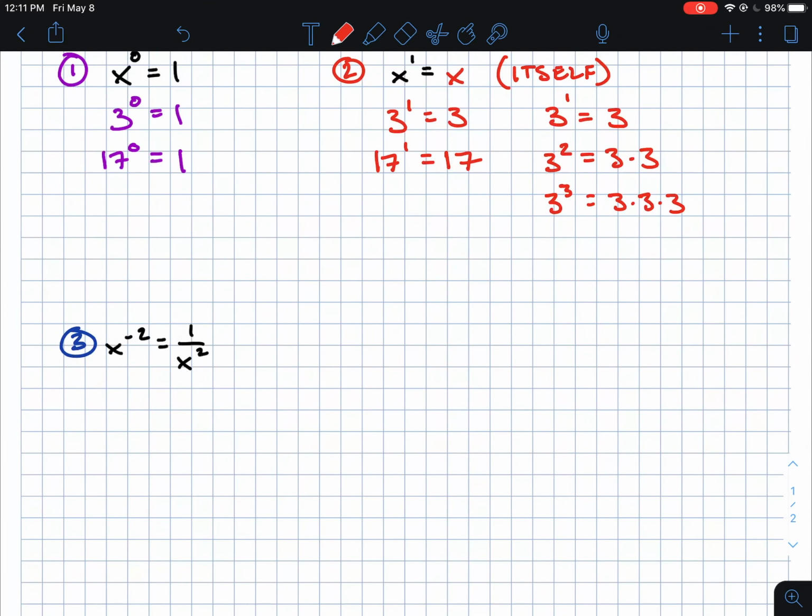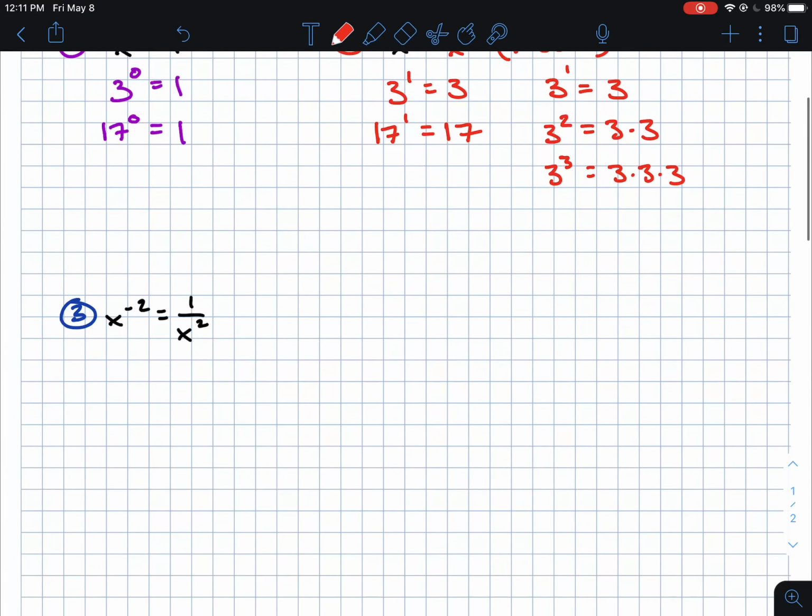Our last example is with a negative exponent. So we've got x again, but this time it's to the power of -2. And this actually simplifies. To get rid of the negative, we move it to the denominator. So this right now is x to the -2. That is exactly the same thing as 1 over x to the positive 2 power.